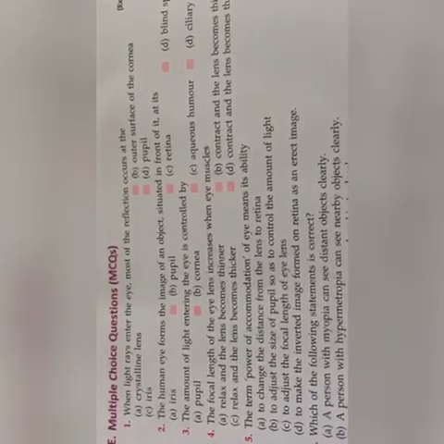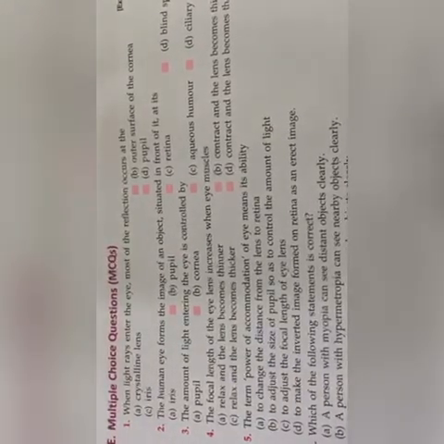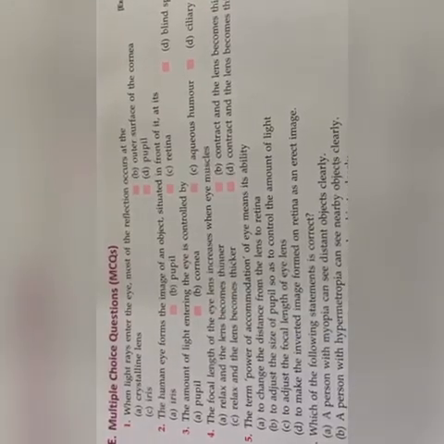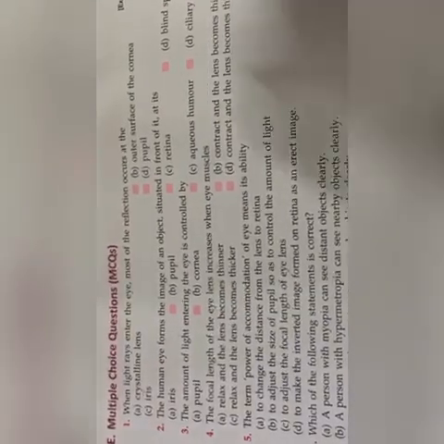Light rays enter the eye. Most of the reflection occurs at the first option, crystalline lens; second is the outer surface of the cornea; C is iris and D is pupil. So we have the first correct answer, the outer surface of the cornea, where most of the reflection occurs.